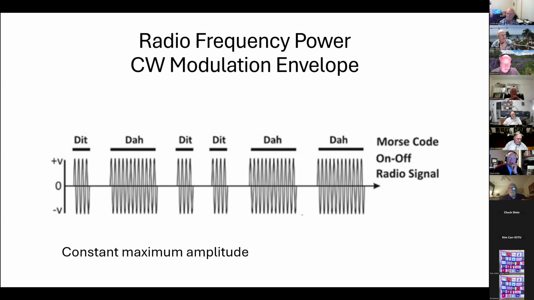does not change. Now, if you look in detail at a CW waveform, that's not totally true, but it changes on the front and the end a little bit, particularly if you have a poorly keyed transmitter.